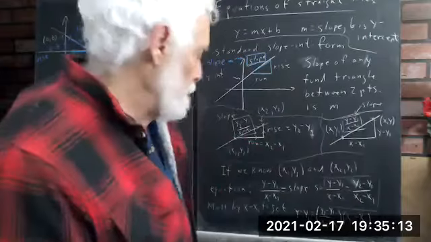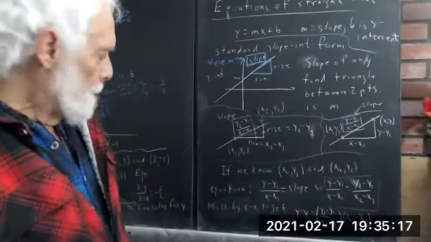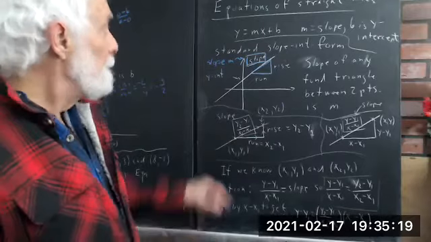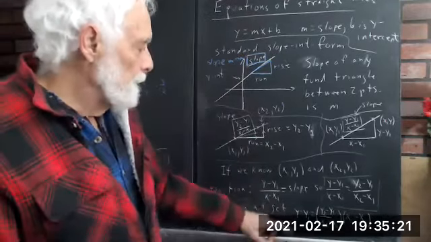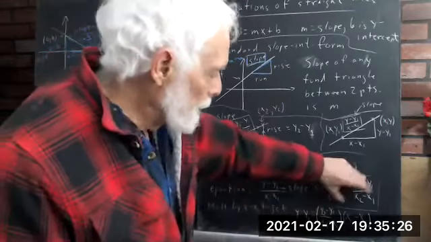And here we have an equation. Then we multiply both sides by x minus x1. And that's going to give us y minus y1, multiplied by x minus x1.